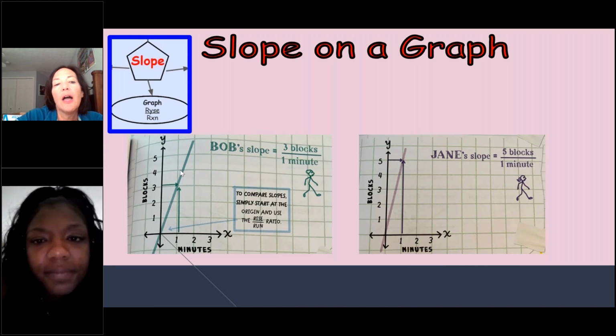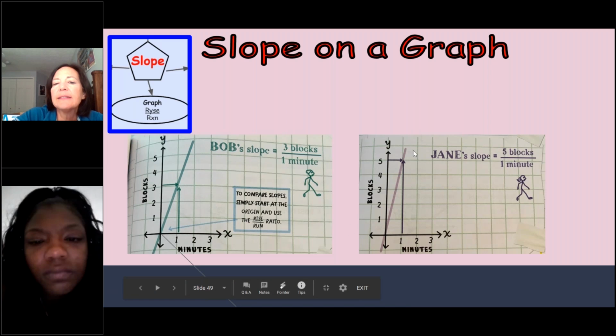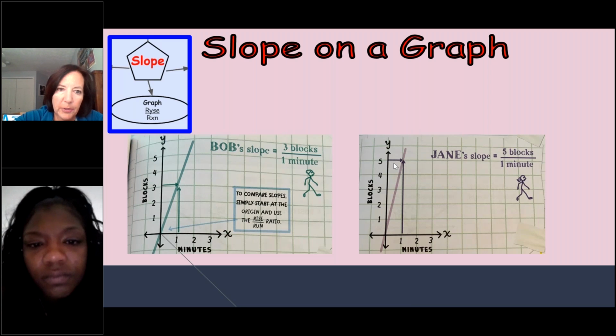Now I've got the two graphs being compared. Jane's graph is steeper than Bob's. So even if we didn't know that she walks 5 blocks per minute and Bob walks 3 blocks per minute, because her line is steeper, that tells us that she's faster, or that her slope, her rate, is going to be a bigger number.